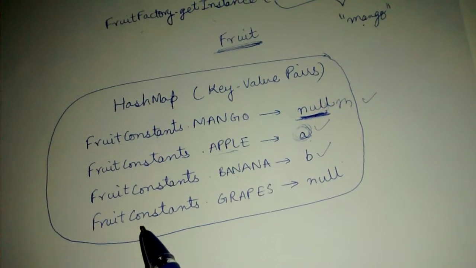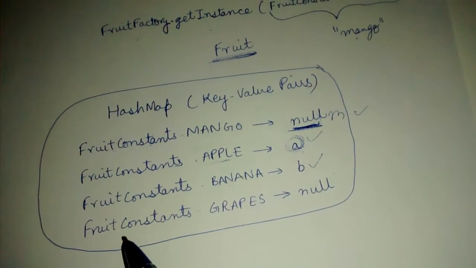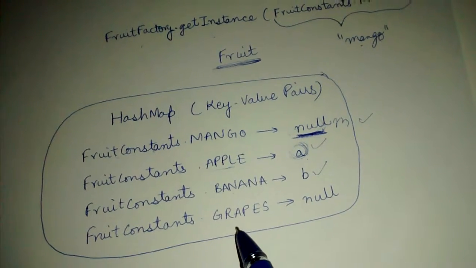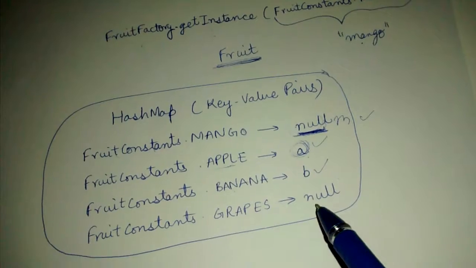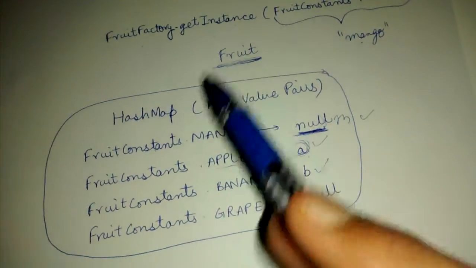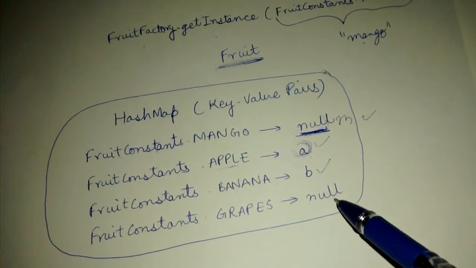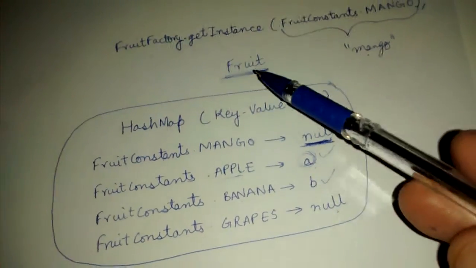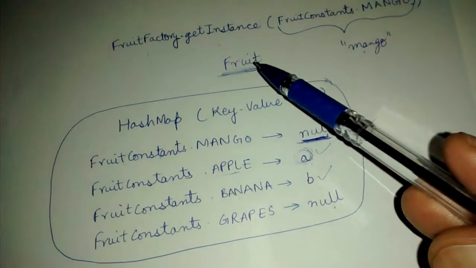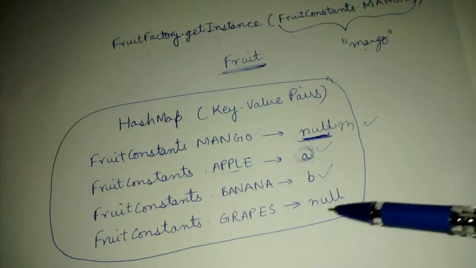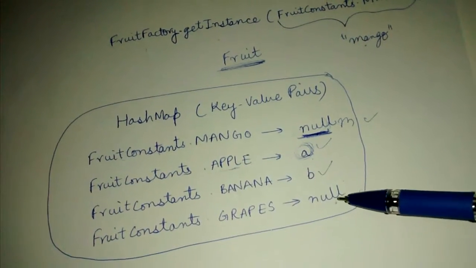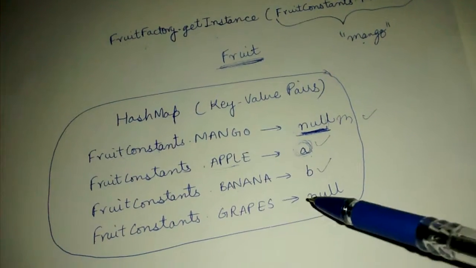So let's say the user asks for FruitFactory.getInstance(FruitConstants.GRAPES). Then I see that in the hash map the entry corresponding to it is null, so I have to create a new fruit object now. I will return it to the user, but before returning I will store it in my hash map so that next time somebody asks for grapes I can return it from the hash map.